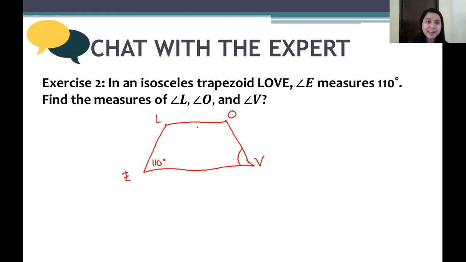Very good, Jared. 110. Okay, remember that this is an isosceles trapezoid. So base angles are congruent. So if E measures 110 degrees, then V measures 110 degrees. Next, can you tell me what is the measure of angle L? What's the measure of angle L? In the chat box. Let me give you a hint.